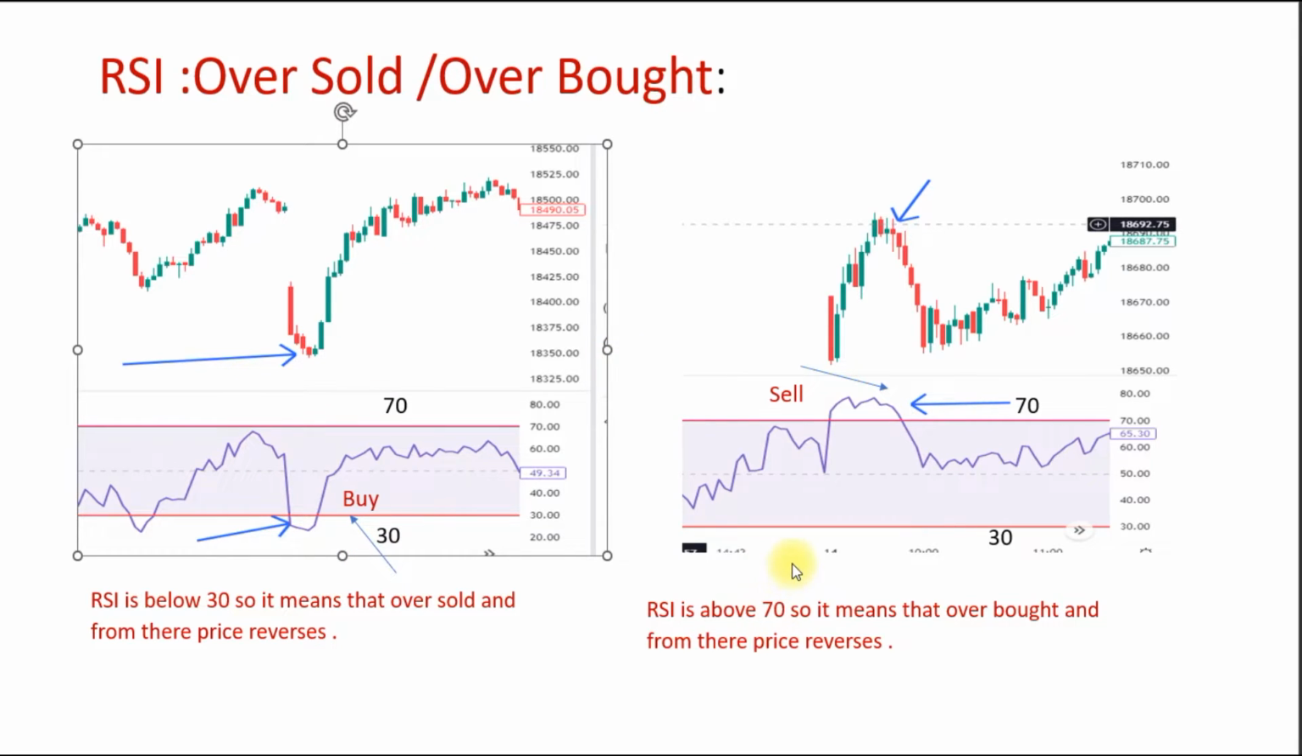And the second picture is overbought, meaning the RSI is above 70. See this purple line, this is the RSI line, that purple line has gone above 70, which means the price is overbought. So chances are there for the price to reverse from there.